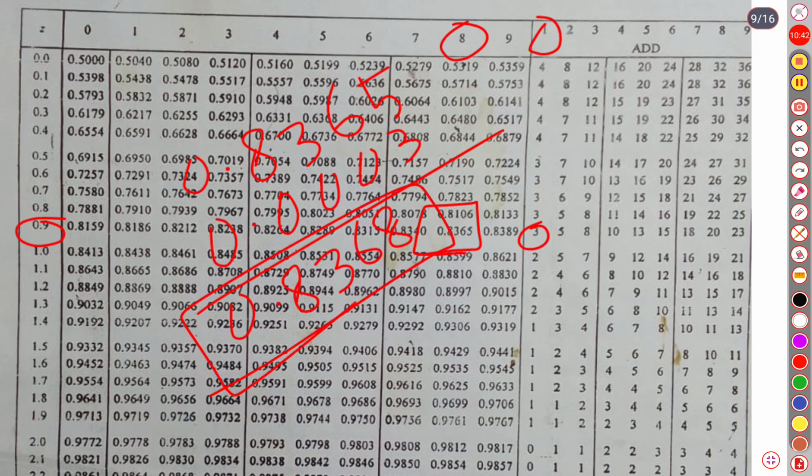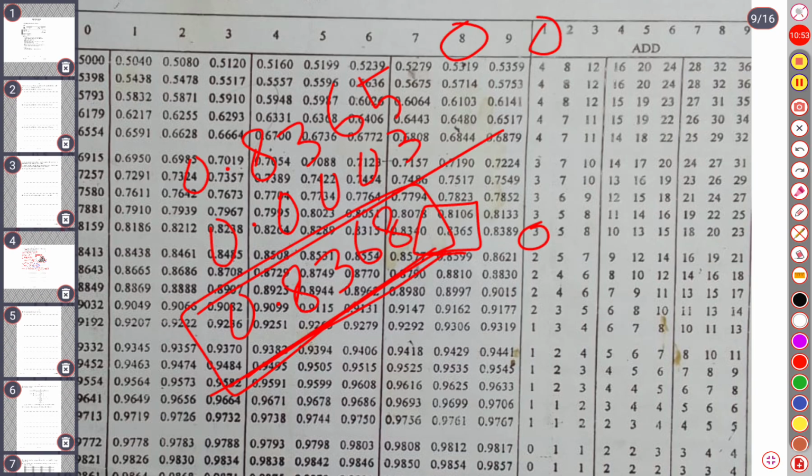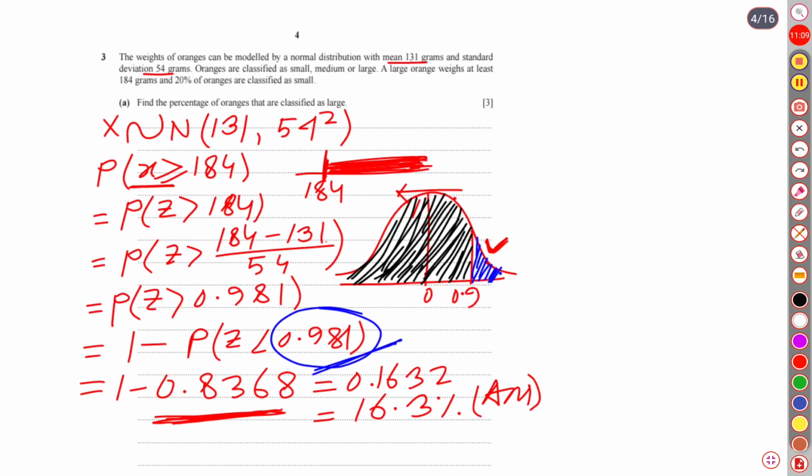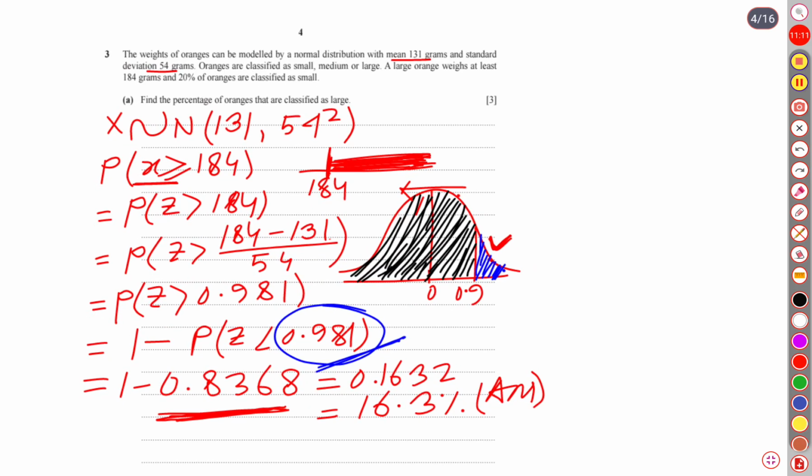Let's see whether we have used 0.8368 for z-score 0.981 or not. So 0.8368. Yes, we have used this. This is the probability for the corresponding z-score of 0.981, which is 0.8368. So that's all about the solution to question number 1a. Let's move on to question number b.